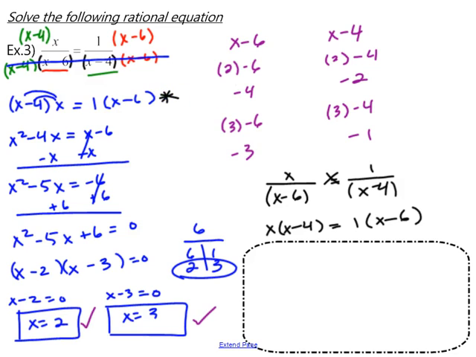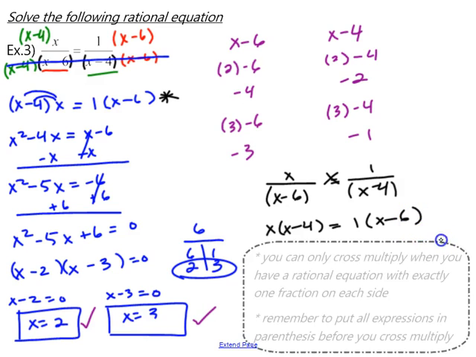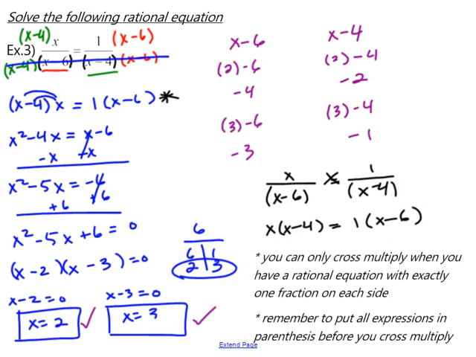So remember, this is a special case. You can only cross multiply when you have a rational equation with exactly one fraction on each side. And remember to put all expressions in parentheses before you cross multiply. You'll end up with the same solutions as you would if you follow our steps that we outlined in the beginning, but if you notice that you have one fraction equal to another, instead of going through the LCD process, you can just cross multiply.